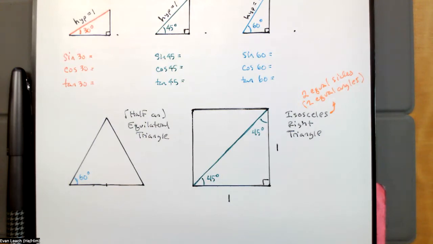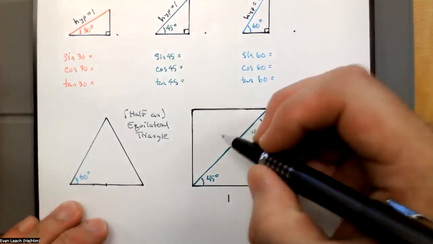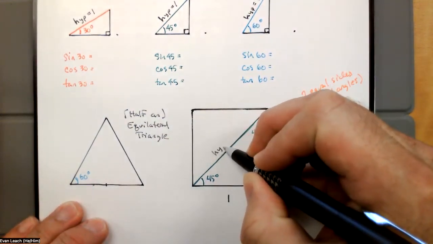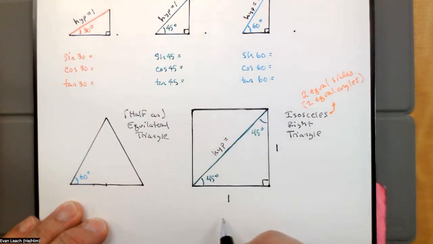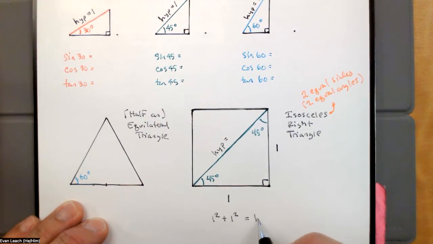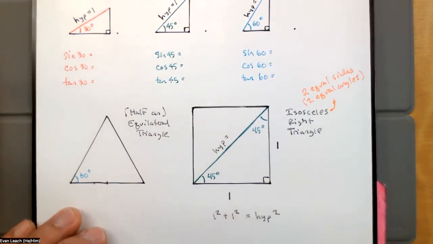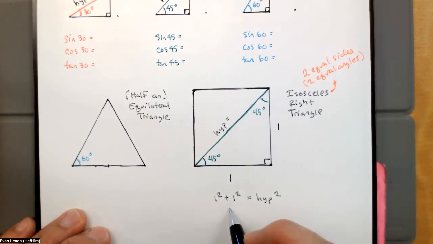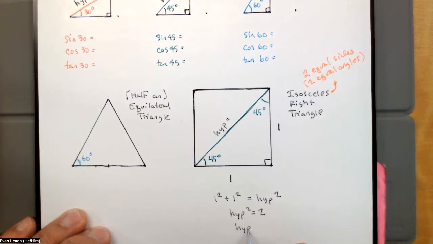Then what we want to do is figure out how long the diagonal is. Since we have two sides, we can use the Pythagorean theorem to figure out the length of that diagonal. So I'll have 1 squared plus the other leg, 1 squared, is the square of the hypotenuse. So that tells us that the hypotenuse squared is equal to 2. So the hypotenuse is the square root of 2.